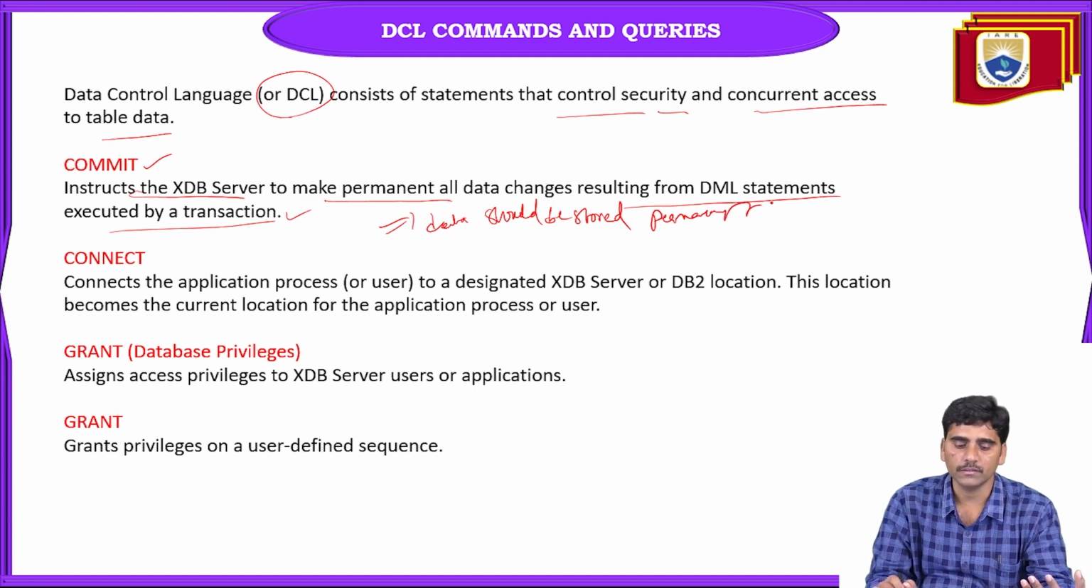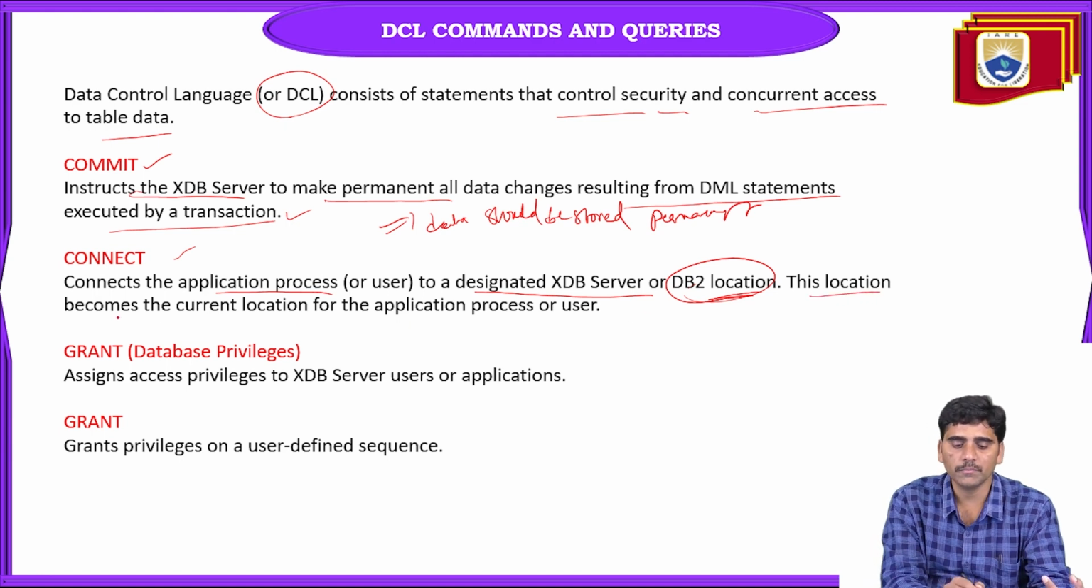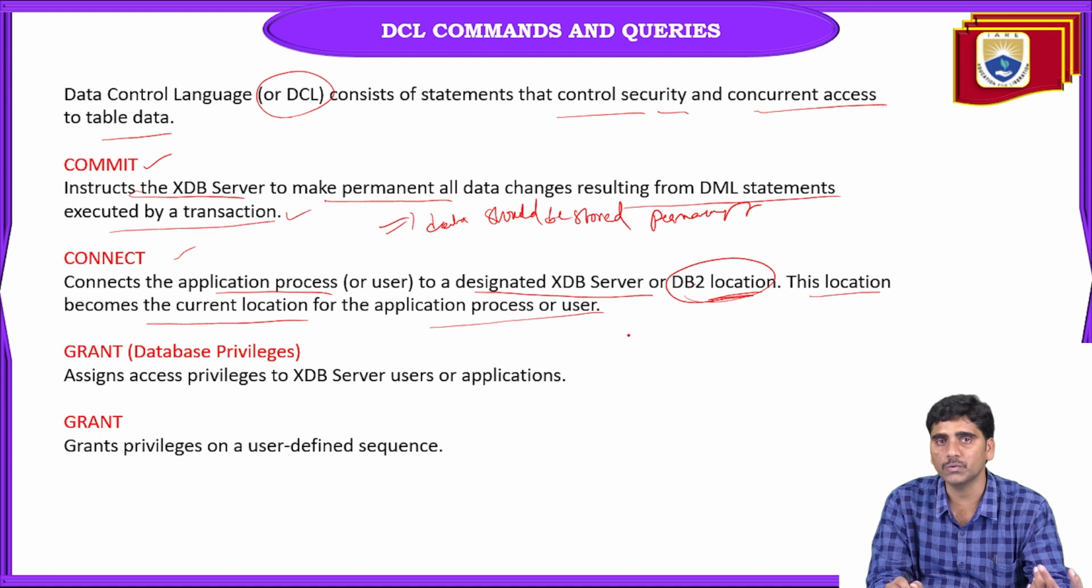The next operation is the connect command. It connects the application process or user to the designated server or DB2 location. This location becomes the current location for the application process or user. So it connects the user account to the server, that is, where exactly the server is located and where exactly the user is located. So it connects the server to the database, or the server to the user.